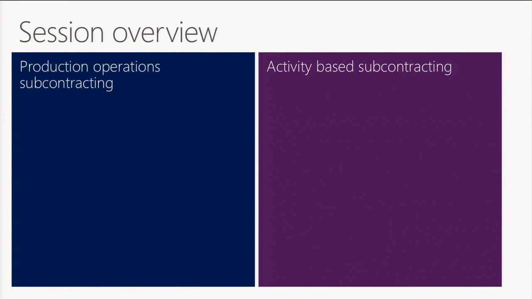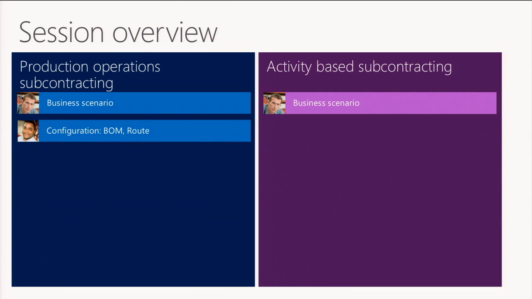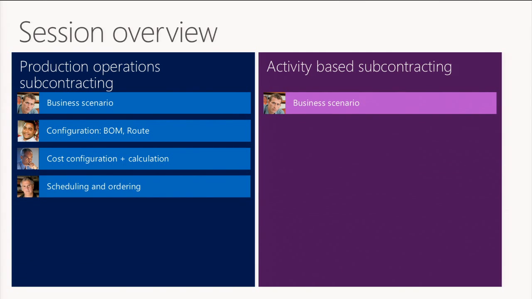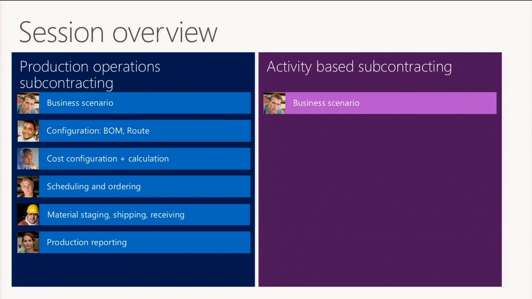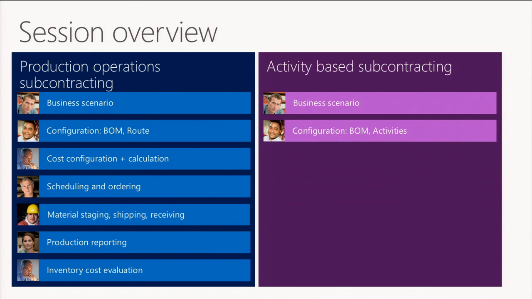So let's walk into what we are going to do in detail in this session. I'm going to walk you through the business scenario, which is basically the same for both. And then I'll start with explaining the configuration, BOM, and route for subcontracting in discrete manufacturing. Anders is going to explain the cost configuration and calculation. Then our friend Johan will go on, create the production orders, do scheduling, ordering of the subcontracting activities. Ahmed is staging the material, bringing it out to the subcontractor, then reporting the production orders, and finally some cost evaluation.